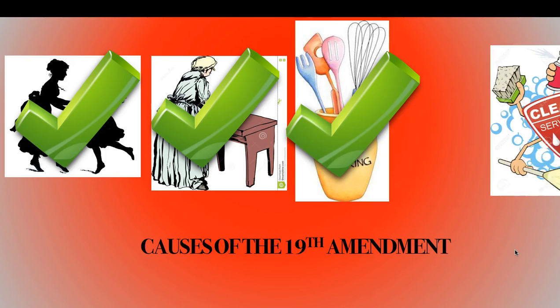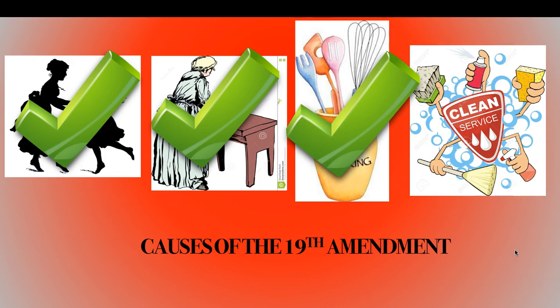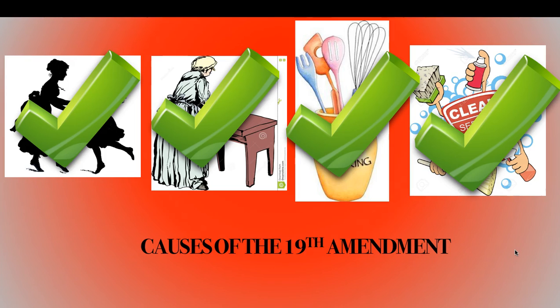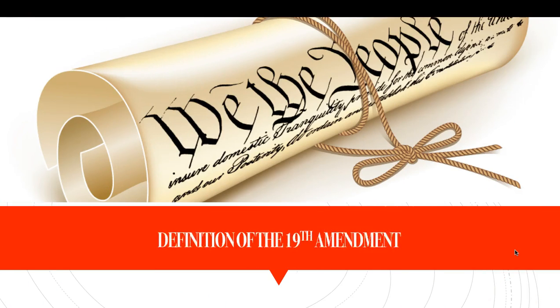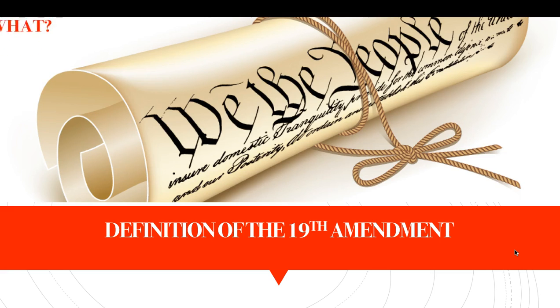But starting around the 1800s, women did not like the fact that they did not have the right to vote. Although the 15th Amendment gave African American men the right to vote, it still didn't include women. So women started to take action. Now we're going to learn about the what, the when, and the where of the 19th Amendment.